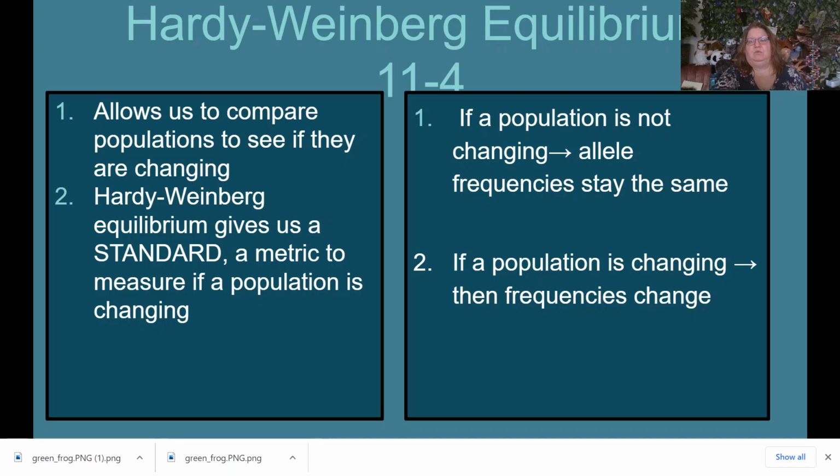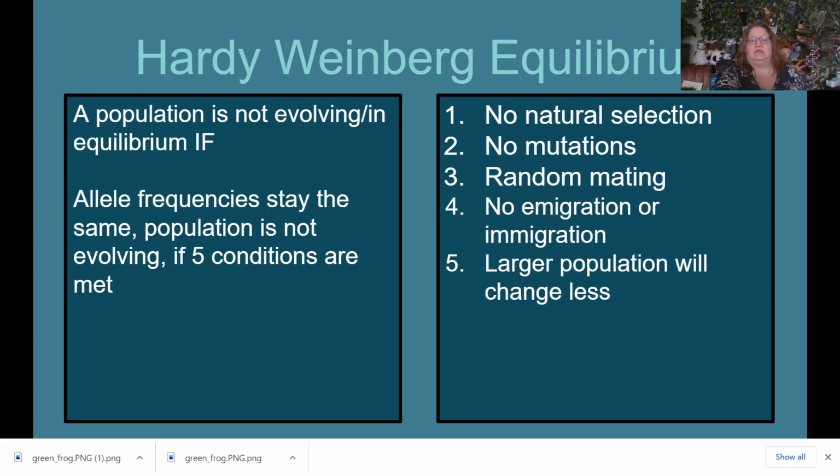So what I want to leave you with is this idea that if the population is not changing, then the allele frequencies are going to stay the same. Now, that doesn't mean the population doesn't change, like frogs can't be eaten. I mean, obviously frogs are going to be eaten, frogs are going to be born, frogs are going to die. But if it's a stable population, then we should see the same frequencies exist in that population. If the population is changing, then we should see the frequencies change. And I'll give you an example to let you think about it.